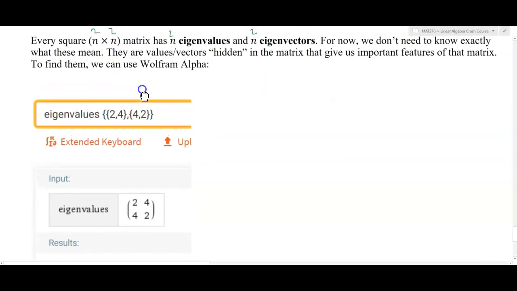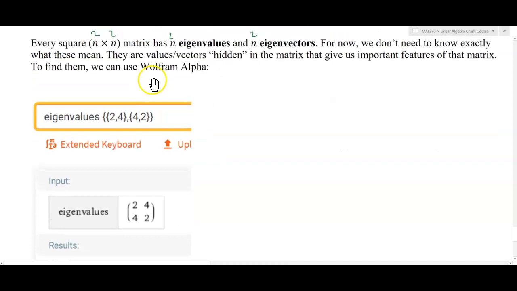It's not worthwhile, and there are some concepts there that would just turn it into a process, and it'll be hard to make sense of in a meaningful way without really digging into linear algebra. So we just need to find out how to calculate them, and we'll see how they end up applying in the next lesson. So they are values and vectors hidden in the matrix that give us important features of that matrix. To find them, we can use Wolfram Alpha.